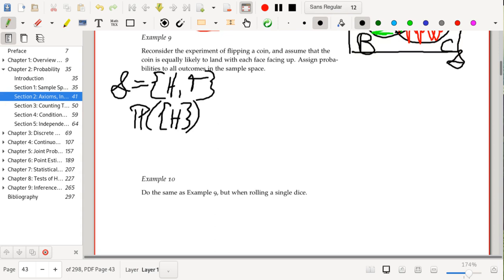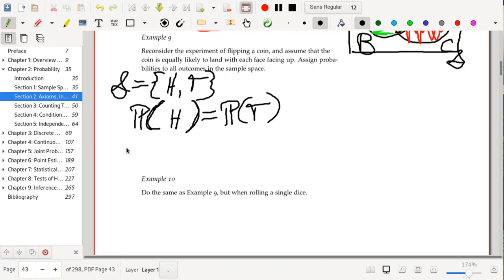I'm writing this in terms of a simple event, but honestly, writing it this way often gets rather tedious. So I'm often going to omit the curly braces that are usually used to denote sets and just write whatever is in the set. So we have the probability of H. This is going to equal the probability of T because all outcomes are equally likely.